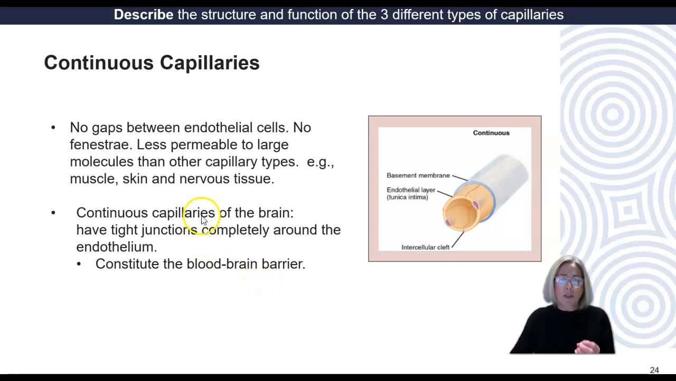And these continuous capillaries of the brain have tight junctions completely around the endothelium, and these capillaries constitute the blood-brain barrier, right? So what I want you to get from this slide is with the continuous capillaries, they're less permeable to large molecules. So you're going to get passage of way less stuff through the walls of these continuous capillaries. And so we're going to call them not leaky capillaries, right?